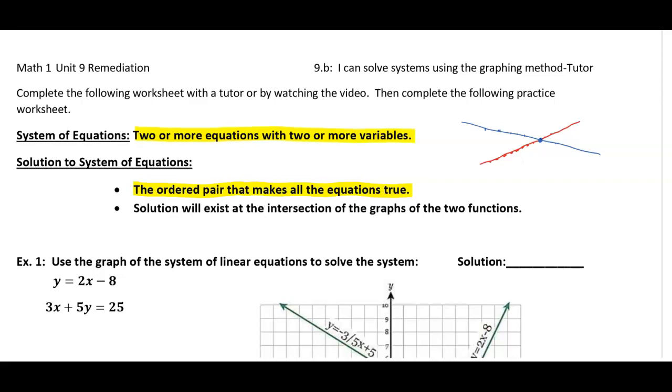Now, at the same time, if you think about it, how many times will two lines intersect? Once, which means unless it's a special case, a system can only have one solution. Okay?